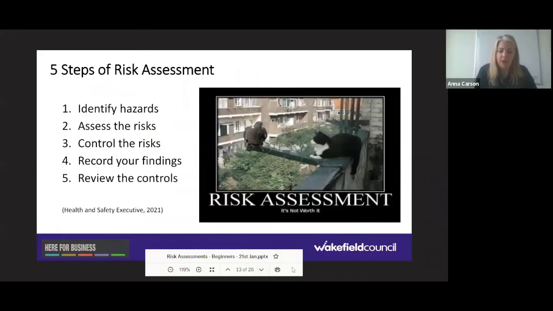Thanks, Paige. So the main focus of today is to look at risk assessment, and it's easier to break it down into steps. So we have the 5 steps of risk assessment. So the first step is to identify the hazards. The second step is to assess the risk. And as we've just pointed out, the hazard and the risk are 2 slightly different things. We then look at how we can control the risks. We then look at recording our findings. And then there is also a requirement to review the controls as well. And we're going to look at each step in more detail.